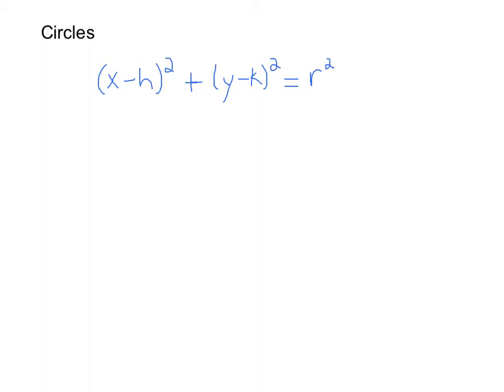And in standard form, the numbers that are in the place of h, k are going to be the center of your circle. And then if you take the square root of whatever r squared is equal to, that's going to represent your radius. Those are the pieces of information that you will need to be able to graph a circle.